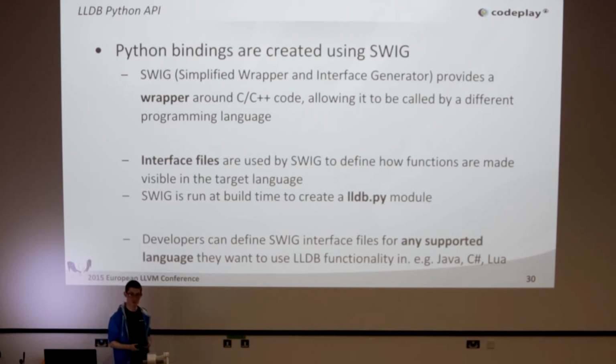But what's especially good about it is its flexibility. Say you're a Java developer, and you really wanted LLDB functionality in your Java application, but it wasn't there. You can define things called interface files in SWIG, which tell it how to create the wrapper around the C++ code. So you can create your interface file for Java, and that'll give you your Java API, and you can just use that LLDB Java API in your application. That's very nice.